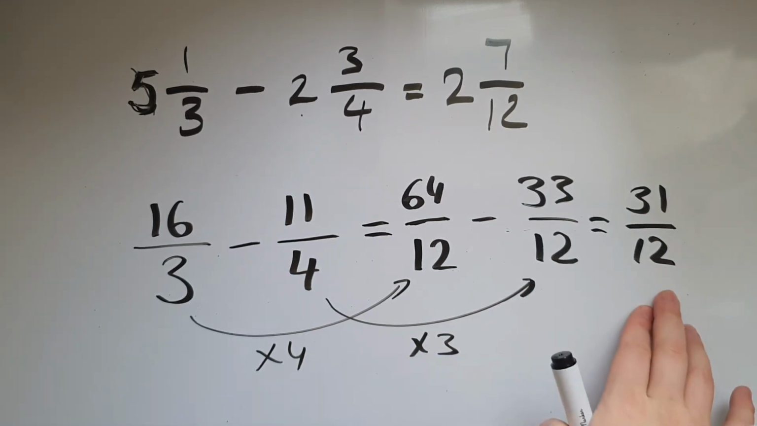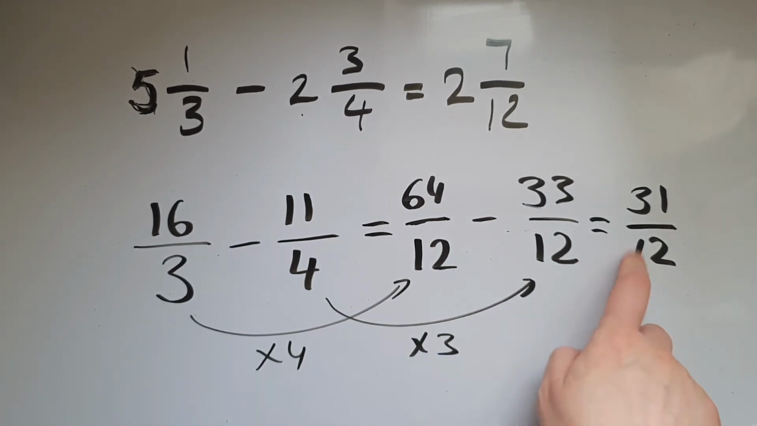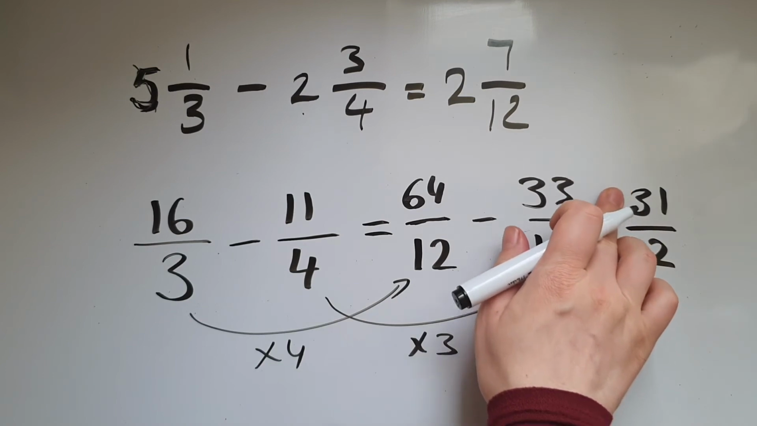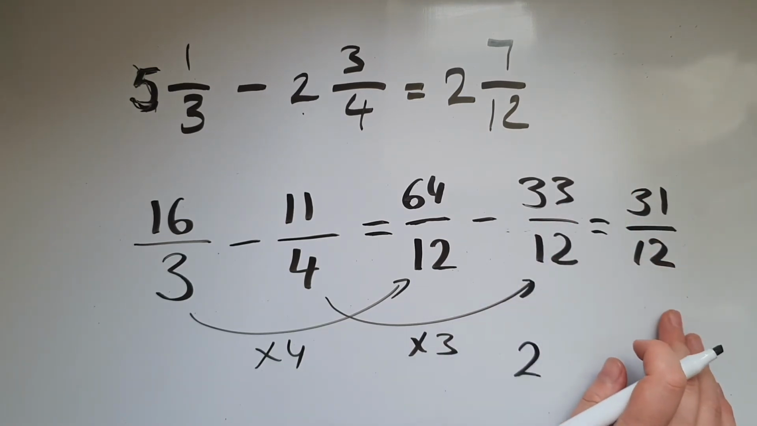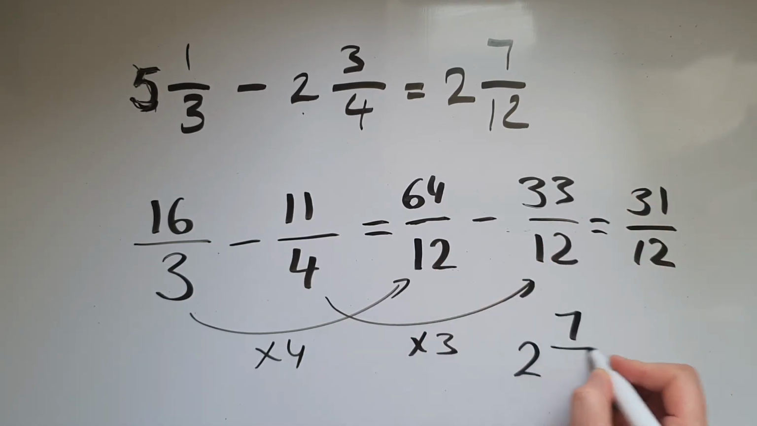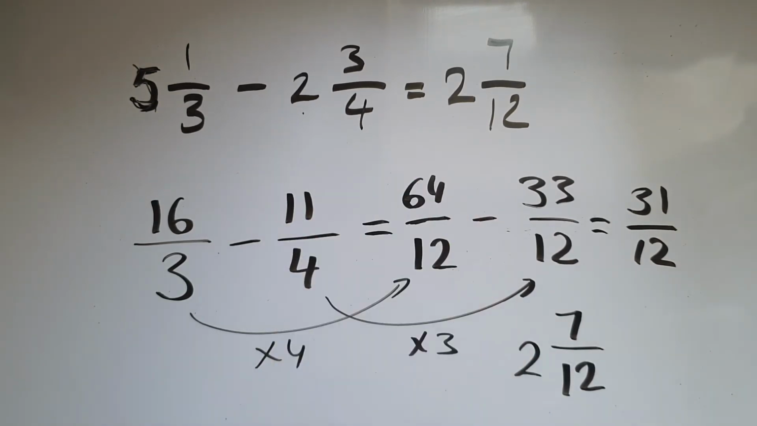Now converting this into a mixed number, how many 12s fit into 31? That would be 2 of them, because 2 times 12 is 24. And what is left then? It's 31, take away 24 gives us 7, so 7 12ths, so 2 and 7/12, which is what we had with the other method.